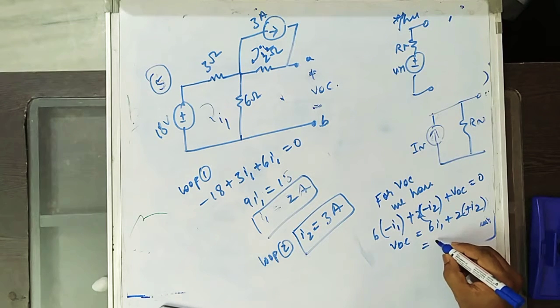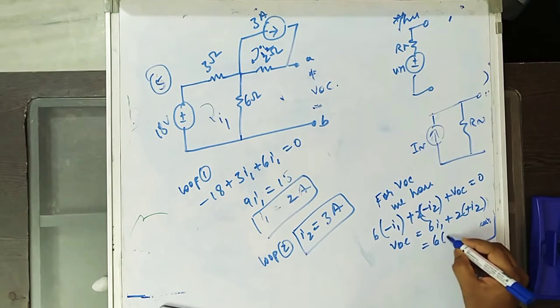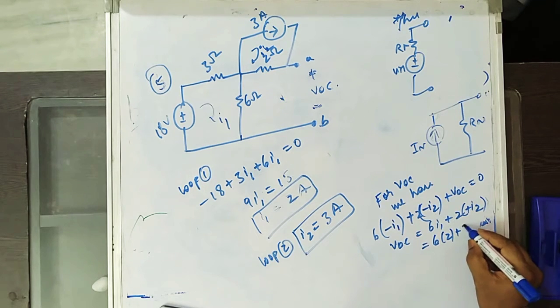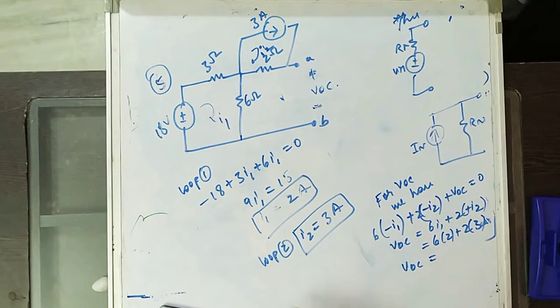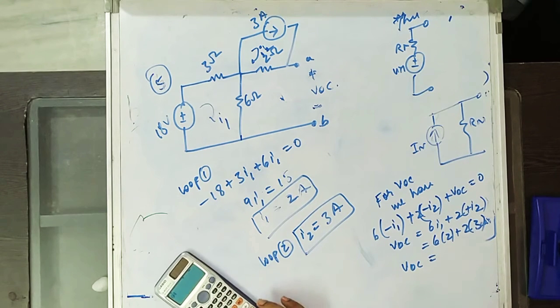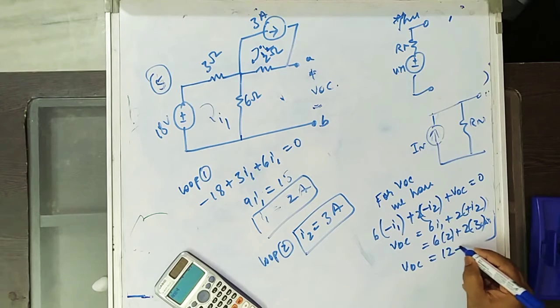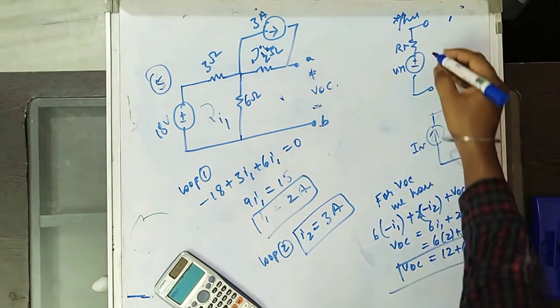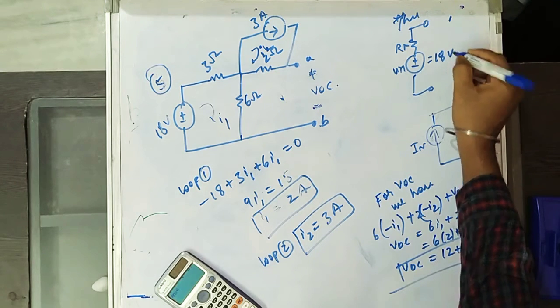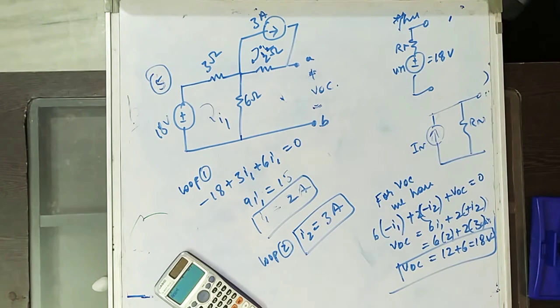I1 equals 2 amps, I2 equals 3 amps, so 6 into 2 plus 2 into 3. So you will get VOC equal to 12 plus 6, that is 18 volts. So VOC equals 18 volts.